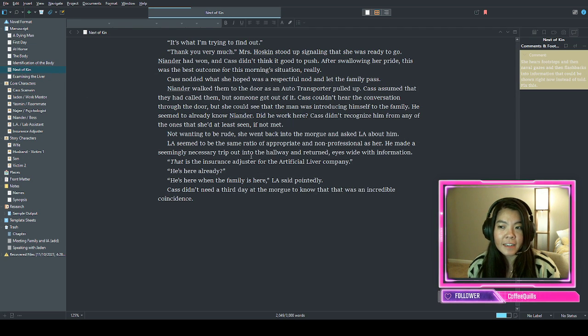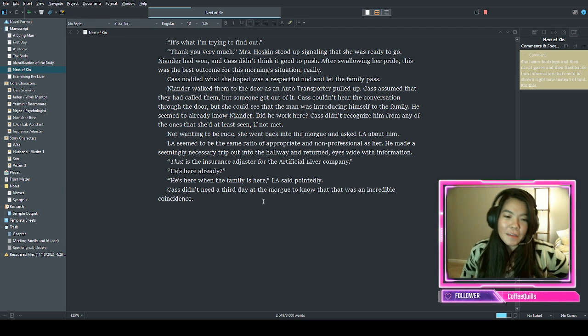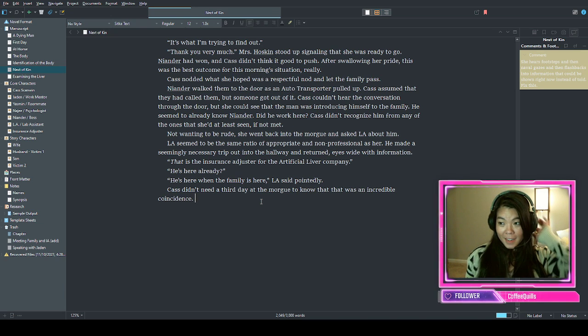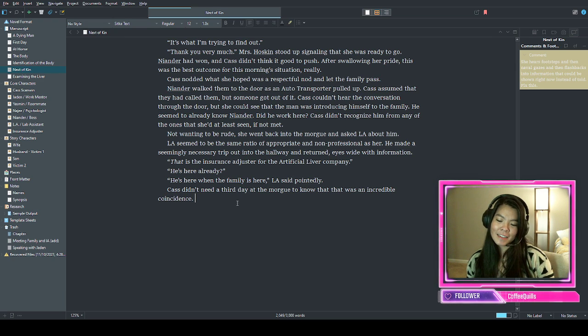Let's see if I can add anything to this last scene, because that would be easier than starting a new scene. I'll be honest, I'm not ready to examine the liver. So the family went and identified the body, and they are already asking about this liver. It was a liver that was giving them trouble, and they wanted it replaced, and the company didn't want to replace it, and now the guy is dead.